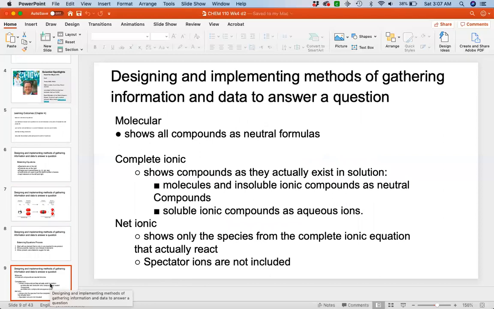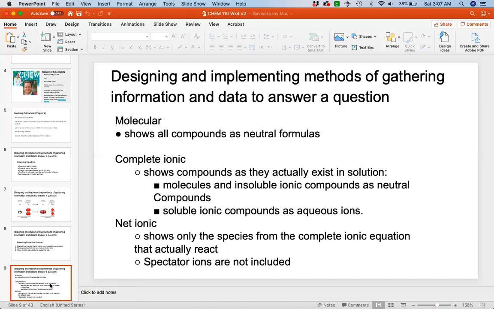So if we think about designing and implementing how we gather information and data to answer a question, there's kind of three pieces we're going to think about for our balanced equations. There's the molecular balanced equation. This shows all compounds as neutral formulas. Then there's the complete ionic. This shows compounds as they actually exist in solution. And so molecules and insoluble ionic compounds are neutral compounds. And then we have soluble ionic compounds that are aqueous ions.